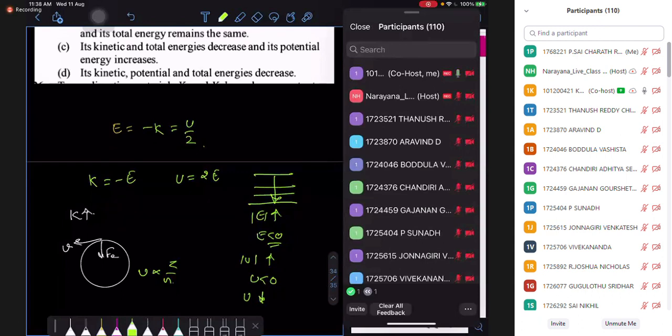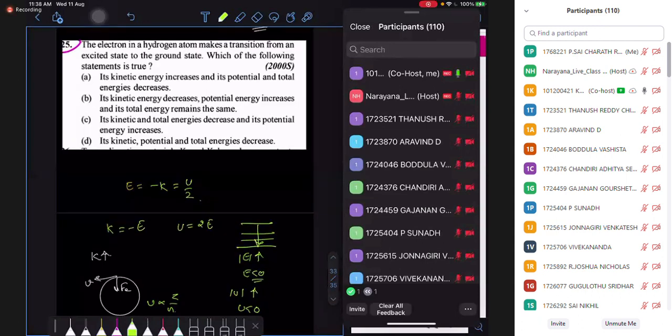Now you can give the answer for this question. A simple one: kinetic energy is increasing, and potential energy and total energy decrease. So this is correct, option A is correct. Kinetic energy decreases, wrong. Kinetic energy and total energy decrease, wrong. Kinetic and potential energy decreasing, all decreasing, no. So the best answer is A. Kinetic energy increases: the nearer the nucleus you are, the faster you have to run to balance the attraction.